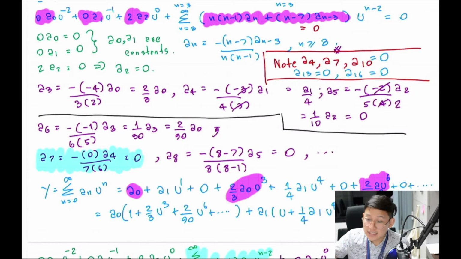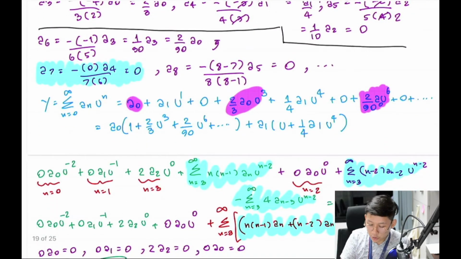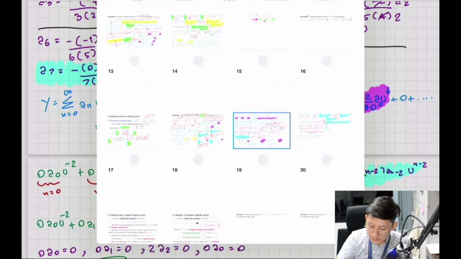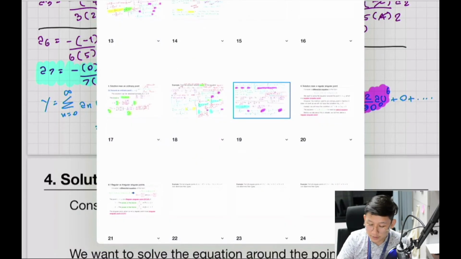And if a10 is 0, a13 is 0, a16 is 0, a19 is 0, it means that a1 will never appear again, because this a7 is already 0. Okay, so they disappear forever. It means that you don't need plus blah blah blah. You shouldn't write plus blah blah blah. And oops, let me delete this just to avoid the confusion.